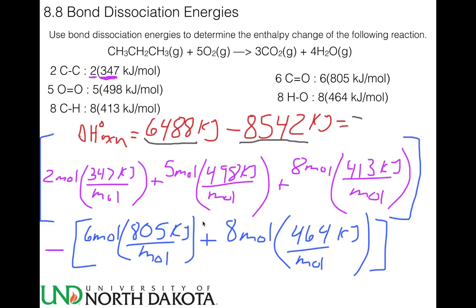of negative 2,054 kilojoules. And that negative sign reflects that our reaction is exothermic. And if you look at what type of reaction it is, the combustion of the hydrocarbon propane, and combustion reactions should be exothermic. And so our negative sign for our delta H naught of reaction makes sense.